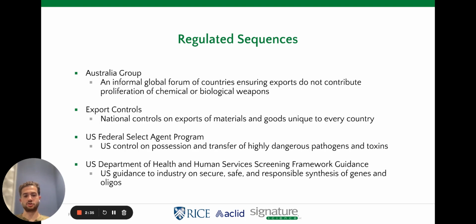In the US, there's additionally the Federal Select Agent Program that monitors the possession and transfer of certain agents, including some of their DNA sequences, as well as a screening framework by the Department of Health and Human Services that you may have heard about earlier in the course that governs how the synthesis of DNA is done in industry and research.